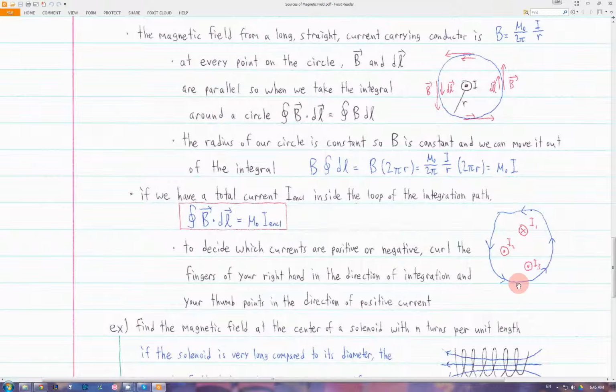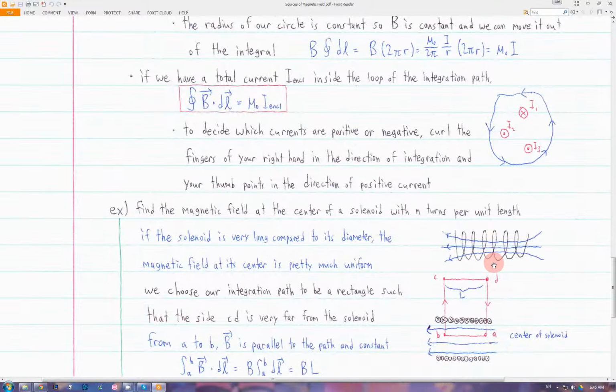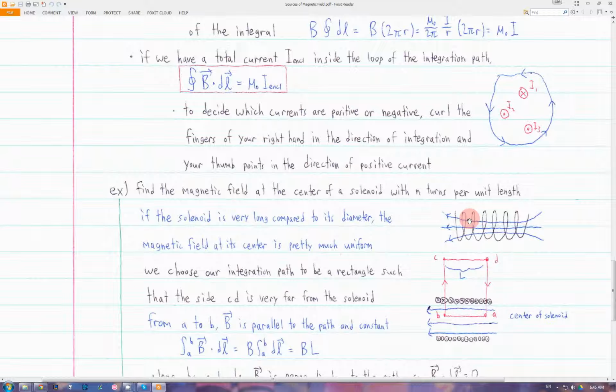As another example, we're going to find the magnetic field at the center of a solenoid, which is just wire coiled many times. And if the solenoid is pretty long, then we can approximate the magnetic field at its center as a uniform field. So it's just uniform and it's going straight horizontal.